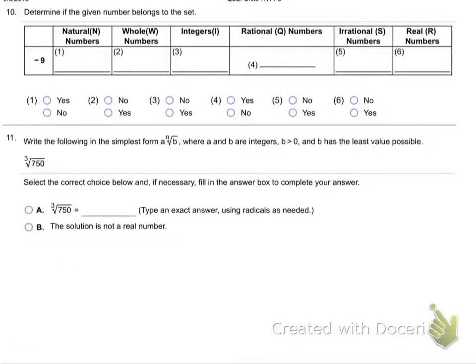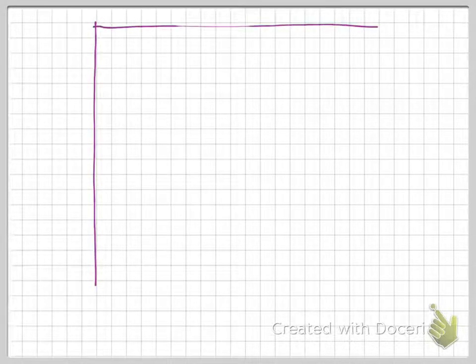Okay, so in this one, minus 9. Well, they want me to say what categories it's in. Remember we had a map? I could draw it again real quick of the number system and how it worked.